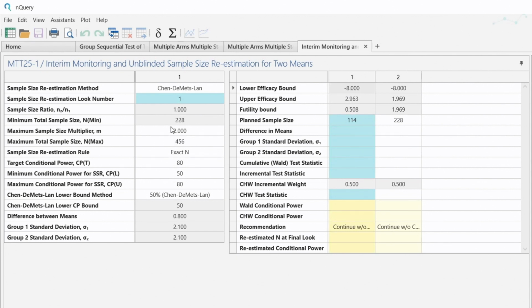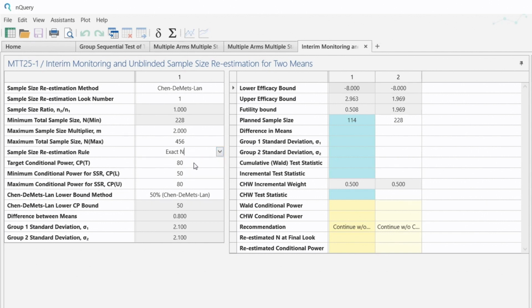We can select the maximum allowable sample size that we would want to use in this study, the default of which is double the original sample size that we had for a group sequential design. We can then choose that if we are in the promising zone, as defined here, between the minimum and maximum conditional powers for sample size re-estimation, whether we want to only increase sample size until the conditional power is equal to the original target power, or we can increase immediately to the maximum n specified above.